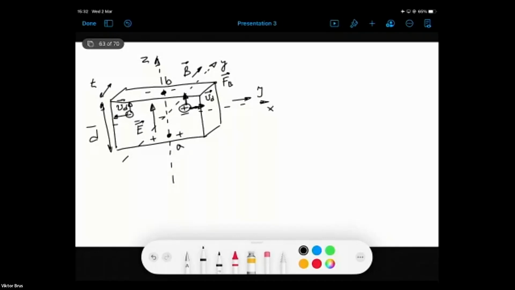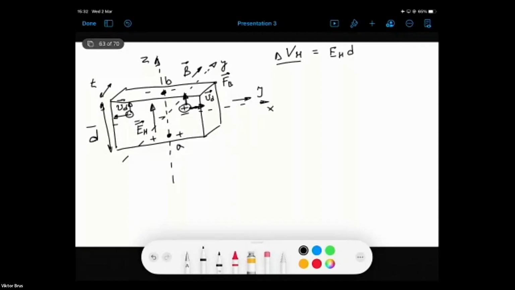When we multiply this internal electric field by the height of the conductor, d, it will give us some potential difference, delta V Hall, and that potential difference is equal to E, the Hall electric field, which we can call E_H, times the height of the conductor d. So that is the Hall voltage, which will be created between points A and B.